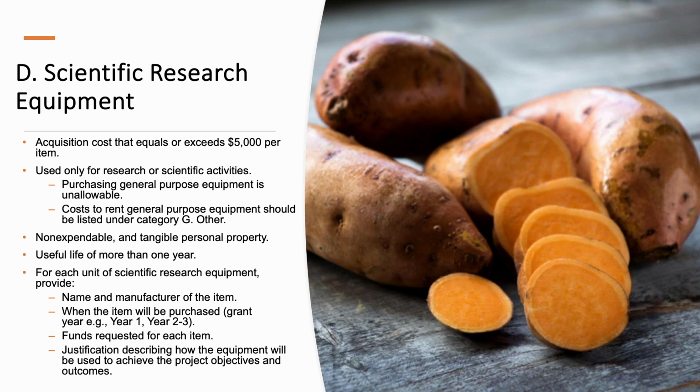In the table provided, enter the name and manufacturer of the item, the grant year when the equipment will be purchased, and the amount of funds requested. Below the table, provide a justification for each piece of scientific research equipment that includes an explanation for why the equipment is necessary for the project and how it will be used to achieve the project objectives and outcomes, along with the objective numbers from the project objectives and work plan template.